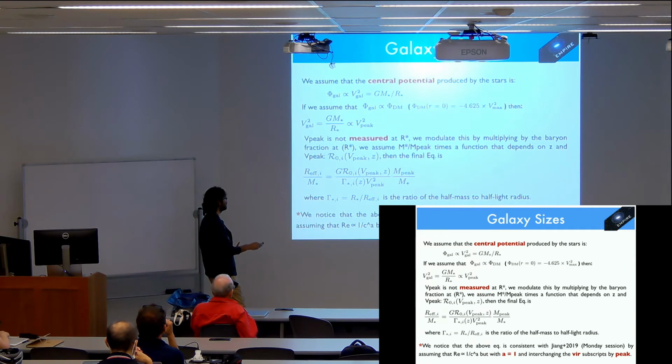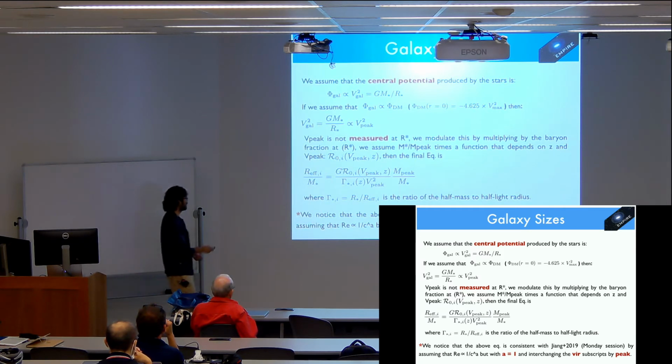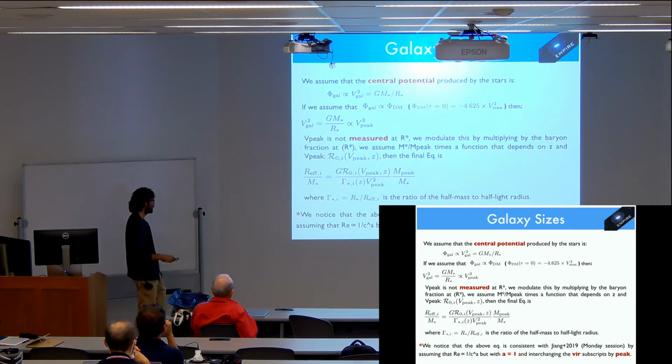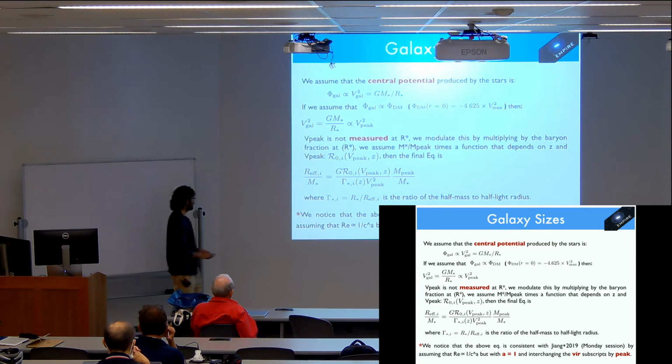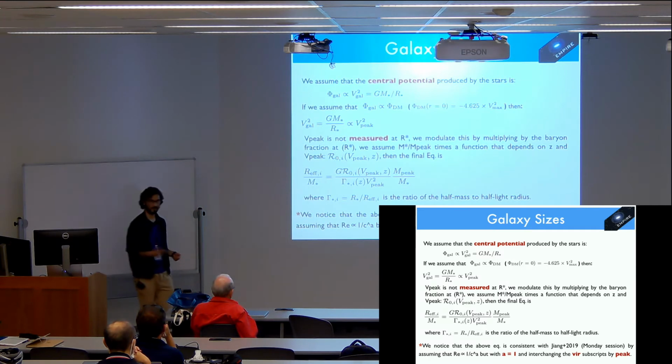In practice, because we don't have the radial profile of our galaxies, what we do is use the stellar to halo mass ratio times some function that we will fit in our model. So essentially, our model will be given by this equation, where the function that we are introducing here is basically the ratio of the halo mass to half-light radius.